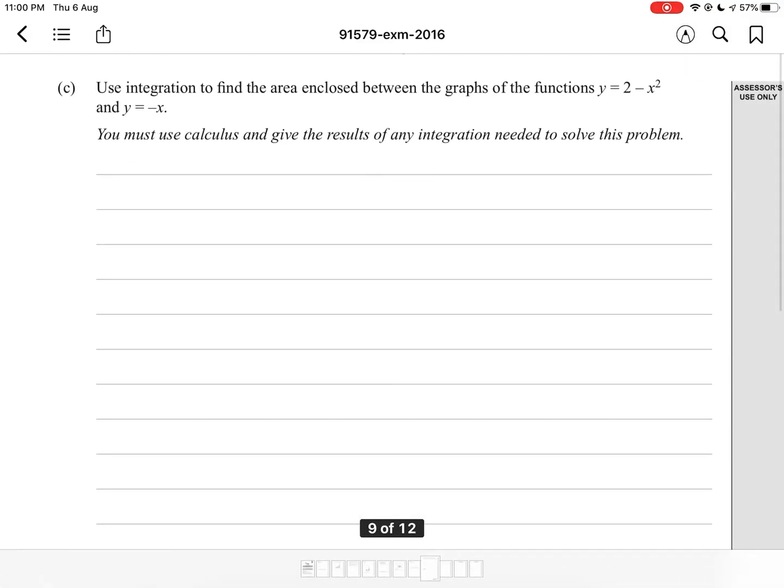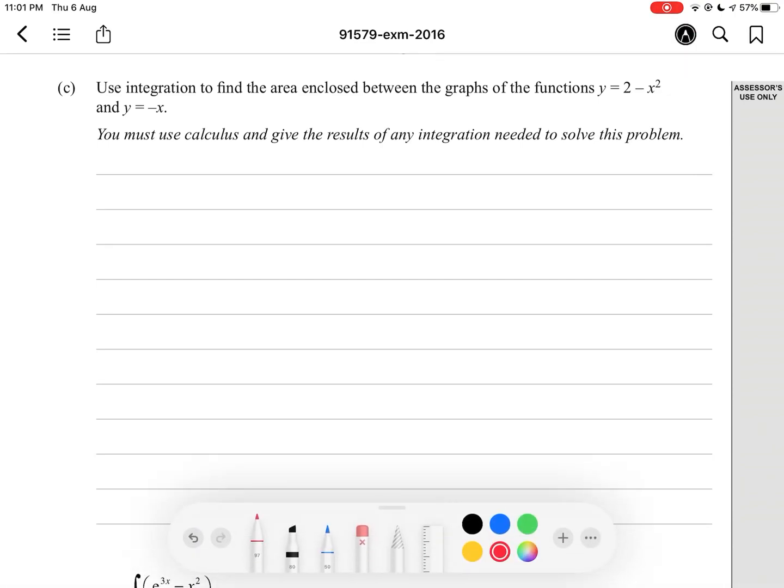Question C, use integration to find the area enclosed between the graphs of the function y equals 2 minus x squared and y equals negative x. Alright, so we want to find the area enclosed between the graphs of the function y equals 2 minus x squared and y equals negative x. So first things first, we should probably draw these two graphs out to get a visual understanding.